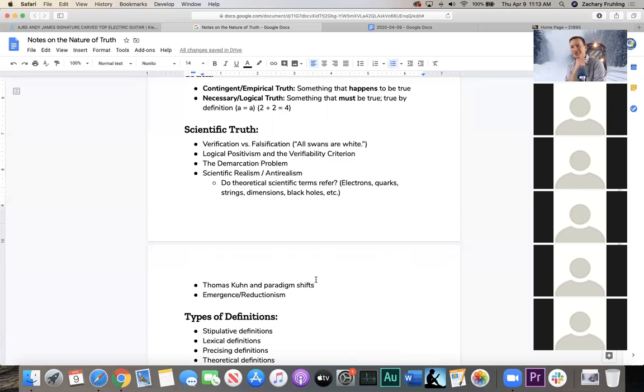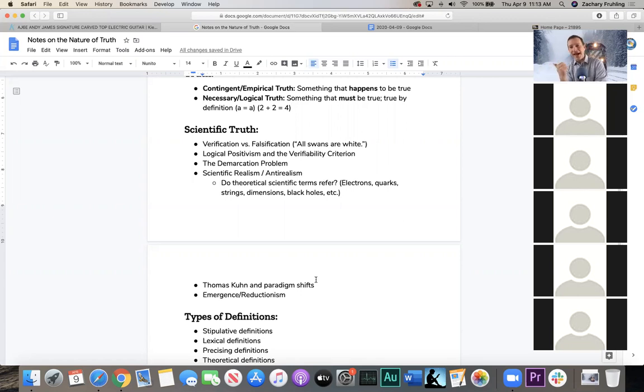You can turn on your microphones and respond. How would you verify all swans are white? What would you have to do in order to verify that? Find every swan. Yeah, you'd have to go out and find them. What would you be looking for, though? One that's not white? Well, no, that would be falsification. If you're verifying, you're looking for white swans. You're trying to find every white swan there is to show that all swans are white, right? Yeah. Every swan you can find. So you're looking for confirming instances.